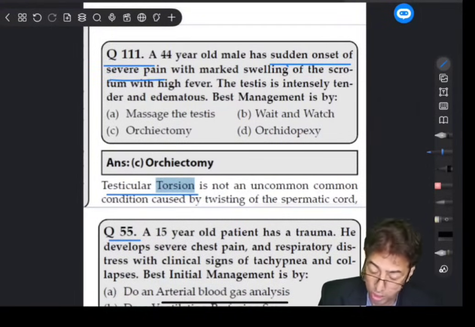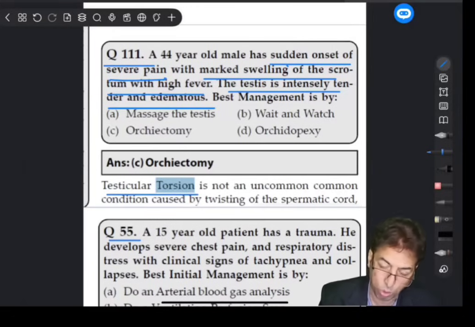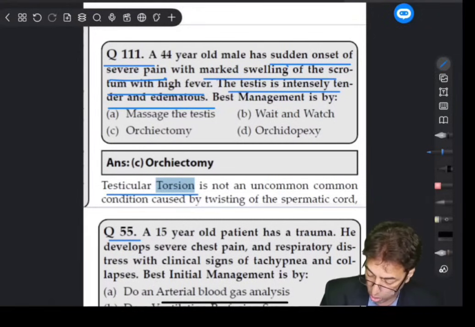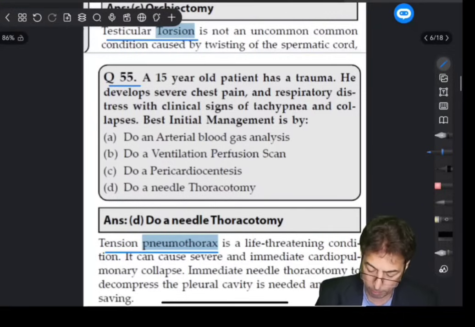I had mentioned sudden onset of severe pain, marked swelling of the scrotum, high fever, and the testis is intensely tender and edematous. The options were: massage the testes. No, we have not opened up a massage center. Orchidectomy is the next option. Testicular torsion, I mentioned it: wait and watch? No, you do not expect orchidectomy. You go for immediate surgical exploration, as I have been telling you.